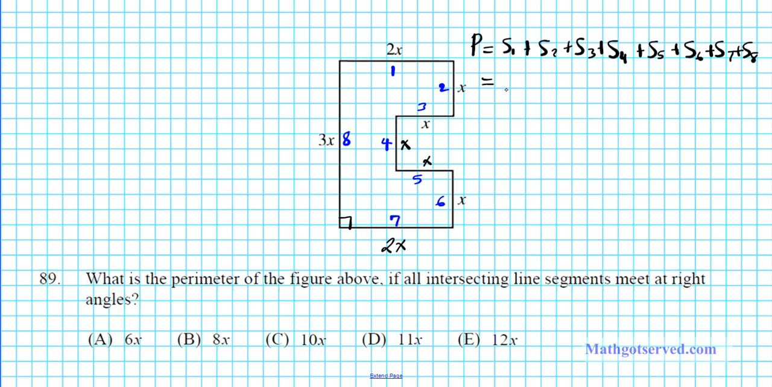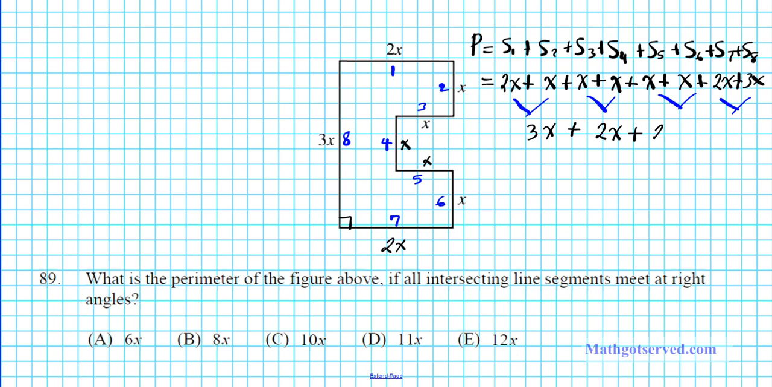All right, so what is side 1? Side 1 is 2x. 2x plus side 2 is x, or 1x, plus side 3 is x, plus side 4 is x, plus side 5 is x, plus side 6 is x, plus side 7 is 2x, plus side 8 is 3x. Okay, so we can add this just by pairing them up. So let's do this first, these two together, and then these two, and then these two, and then these two. Okay, so 2x plus 1x is 3x, plus x plus x is 2x, plus x plus x is 2x. This goes here, plus 2x plus 2x is 5x.